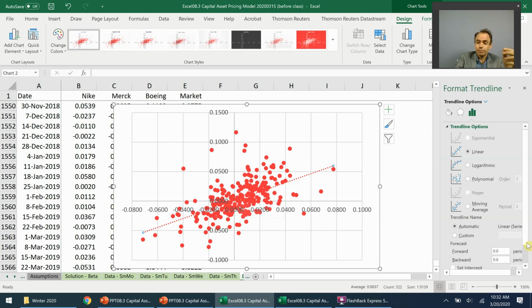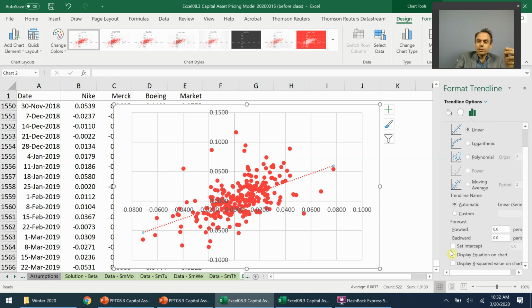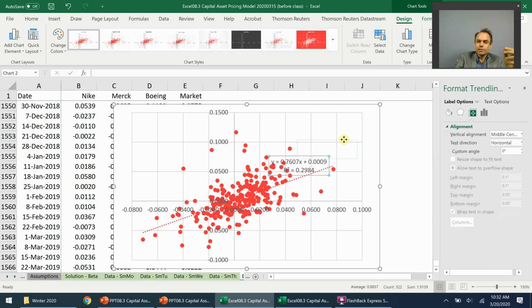If I display the equation on the chart and display the R squared on the chart, I've got some information. That information says that Y equals 0.76x plus 0.0009. 0.76 is the beta estimate for Nike during that sample period. That equation says that Nike stock returns is equal to 0.76 times market returns plus 0.0009.